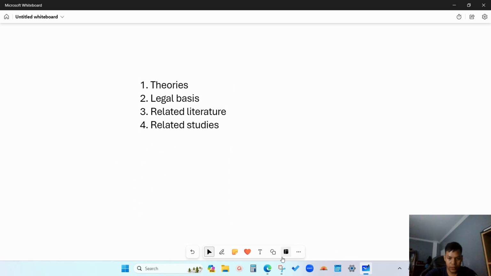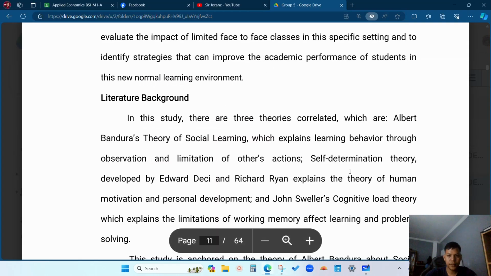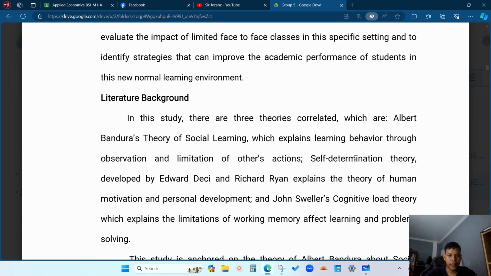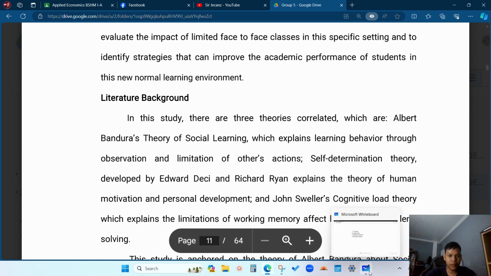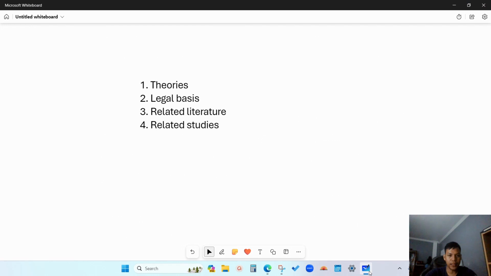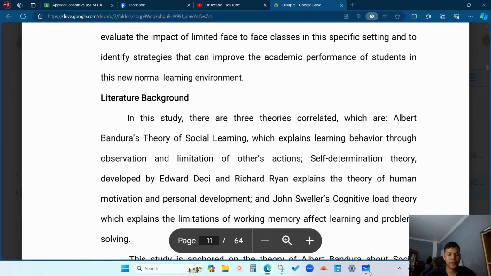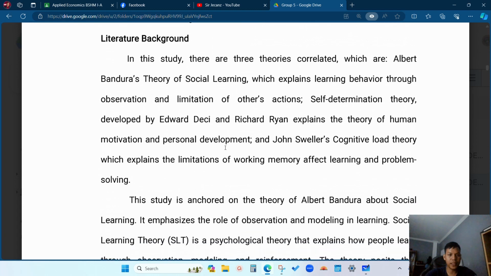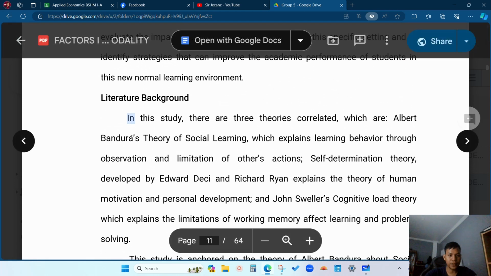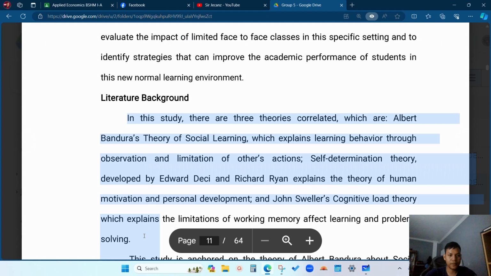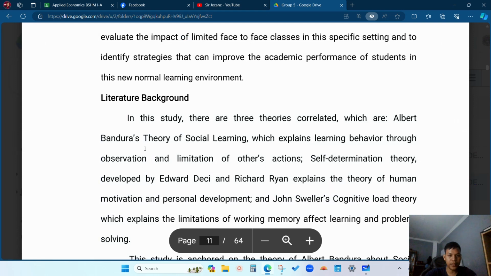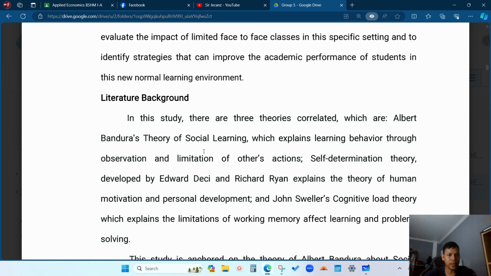Okay, so let's go back to the previous manuscript. Again, for the literature background, the important content is the theories, legal basis, related literature, and then related studies. Now let's proceed to the first part of the literature background. As you have seen here, this is the introduction part. So we read the introduction part of the literature background.